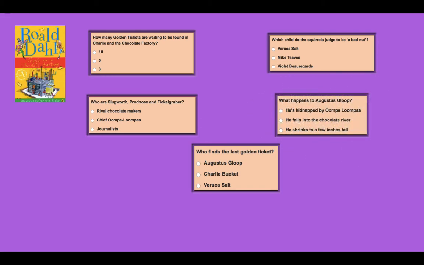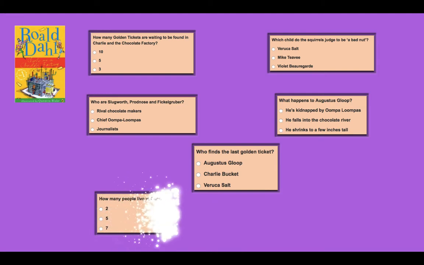What happens to Augustus Gloop? Is it number 1, he's kidnapped by Oompa Loompas? Number 2, he falls into the chocolate river? Or number 3, he shrinks to a few inches tall? Getting close to the end now. How many people live in Charlie's house? Is it 2, 5, or 7?